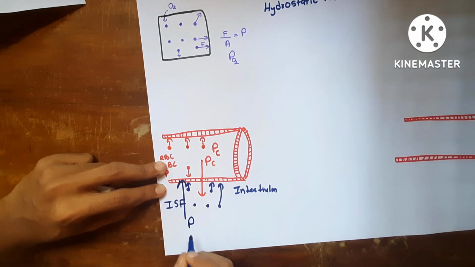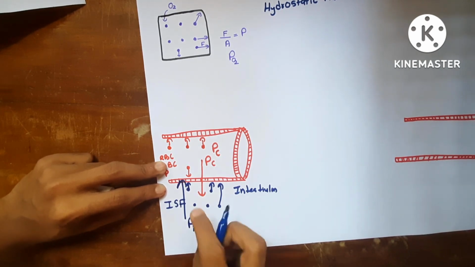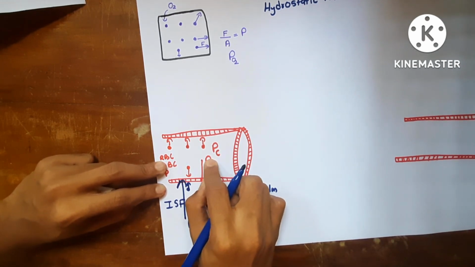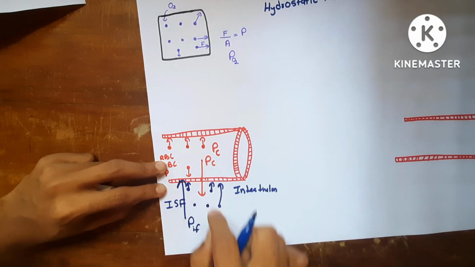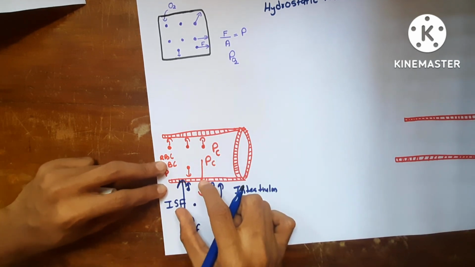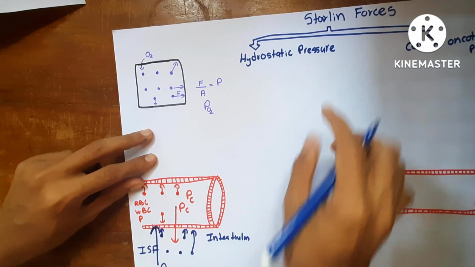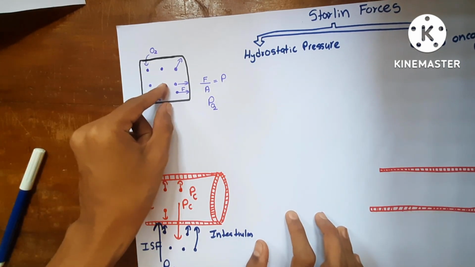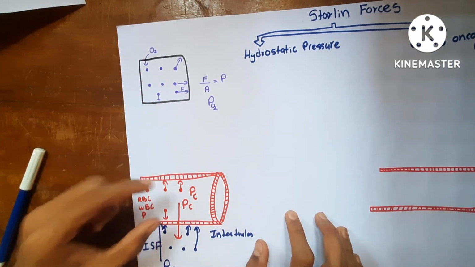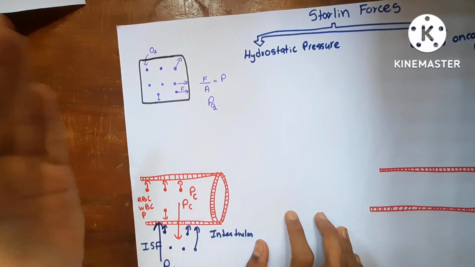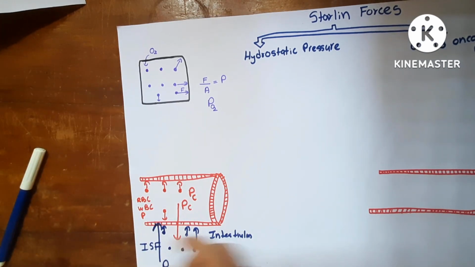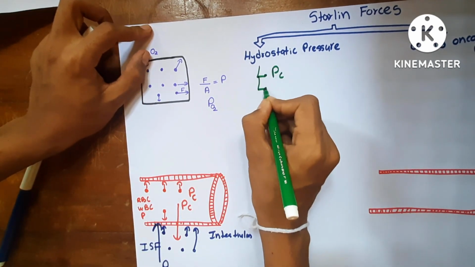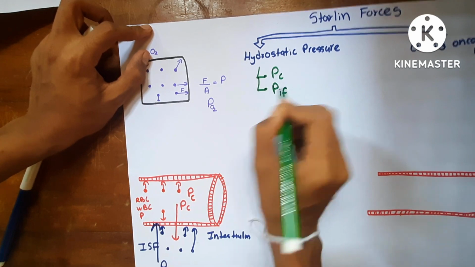This hydrostatic pressure occurs within the interstitial fluid and is directed from interstitium to capillary. The capillary hydrostatic pressure occurs from capillary to interstitium. These are the two pressures related to hydrostatic pressure. Now you know what hydrostatic pressure is. It is when particles collide with the wall and create a pressure. We can divide it into two parts: the capillary hydrostatic pressure and the interstitial hydrostatic pressure.